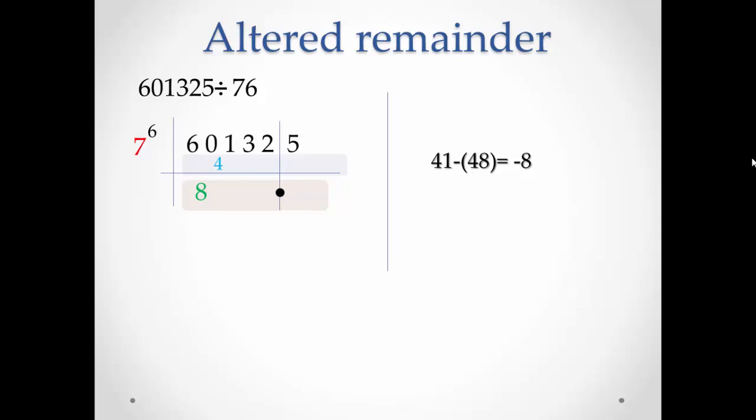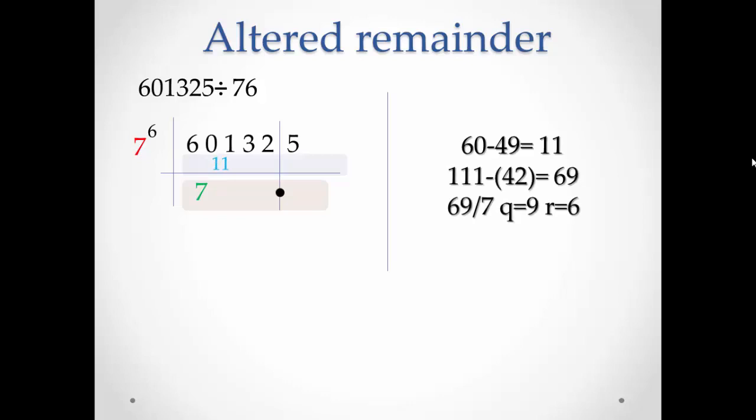To overcome this problem, we will apply our altered remainder technique. What we do here is reduce the value of the quotient by 1 and add the divisor to our remainder. So our quotient is 7. We are left with 60 minus 49, which is 11, and we write it over here. Then 111 minus 42, which comes out to be 69, and when we divide 69 by 7, we get quotient 9 and remainder 6.